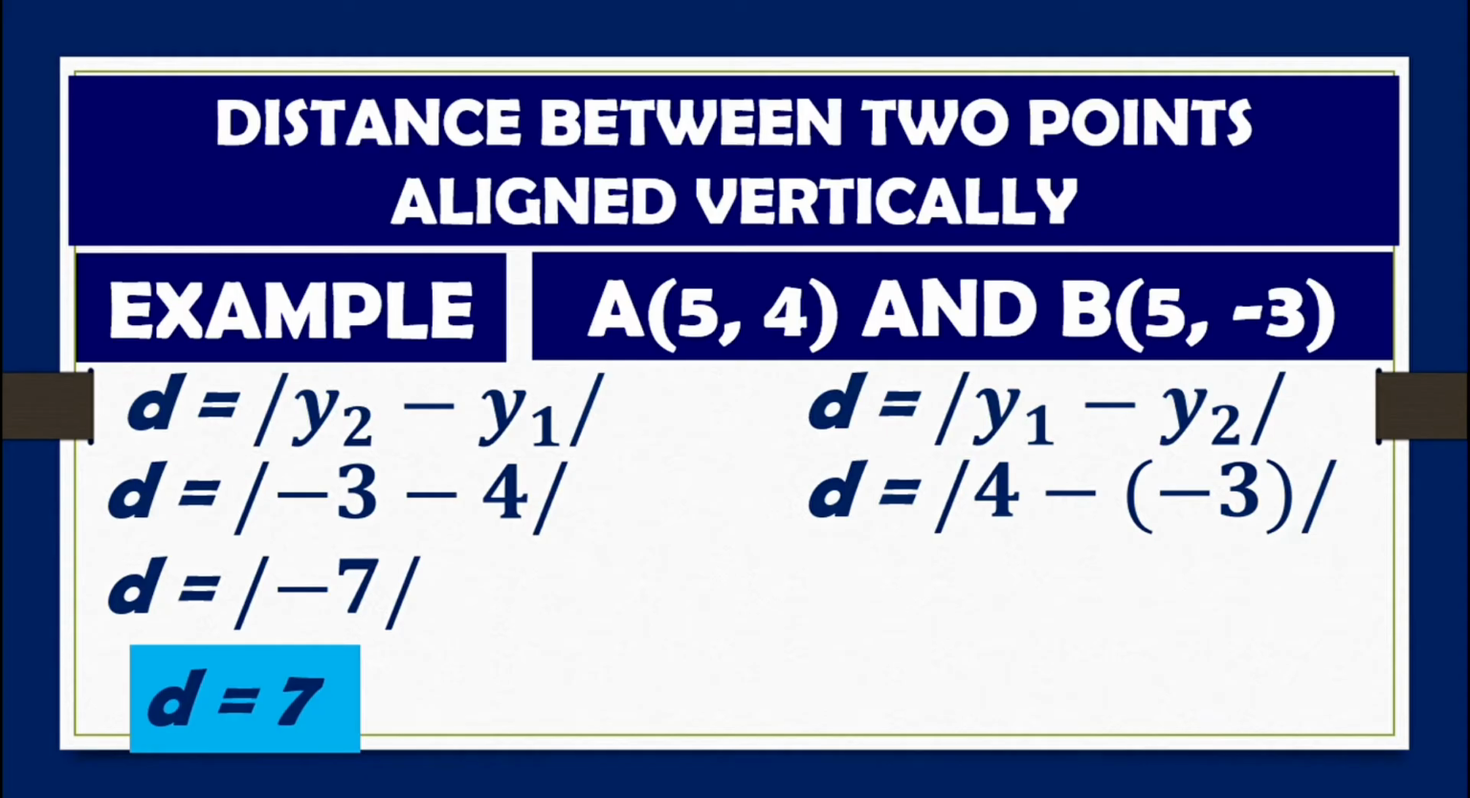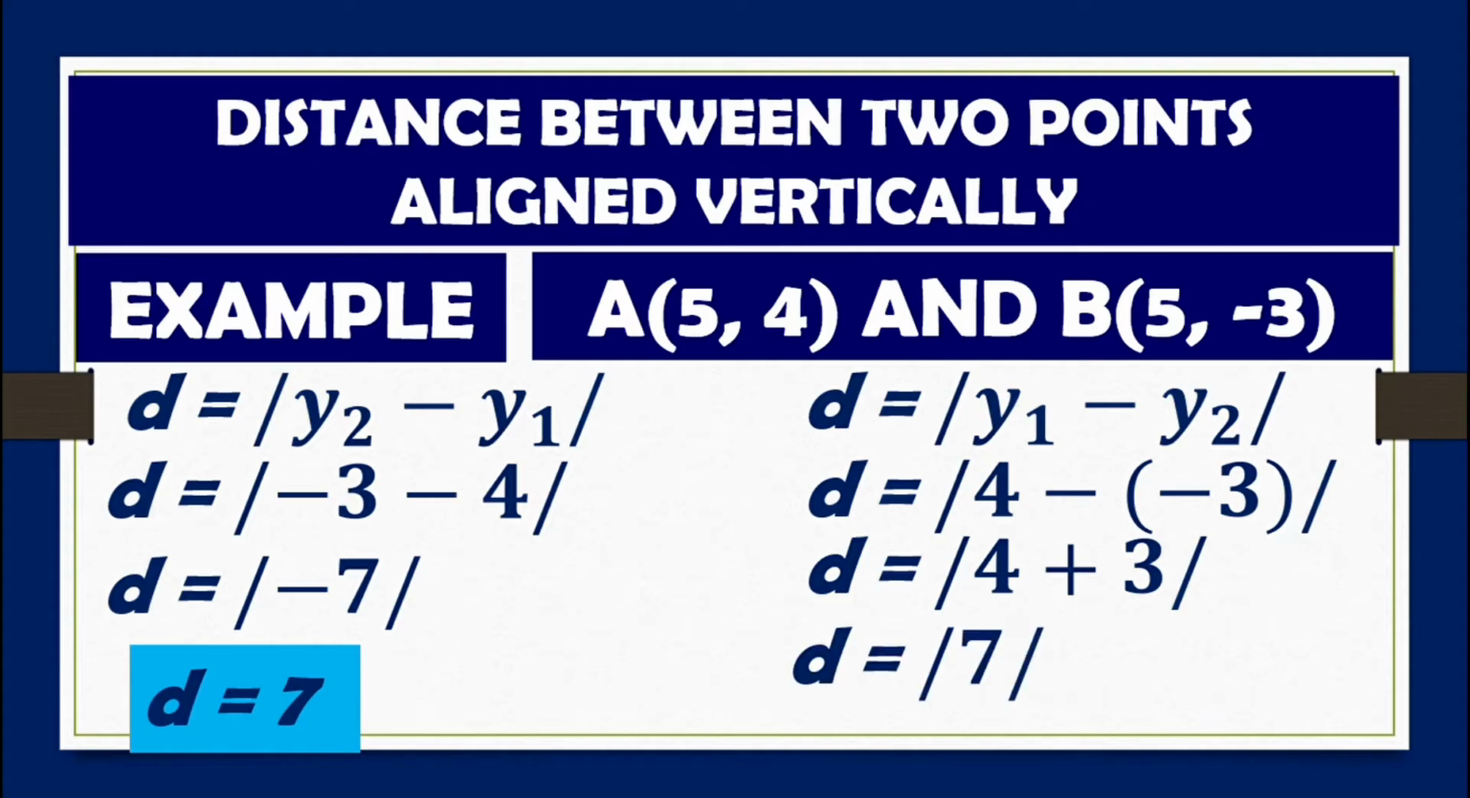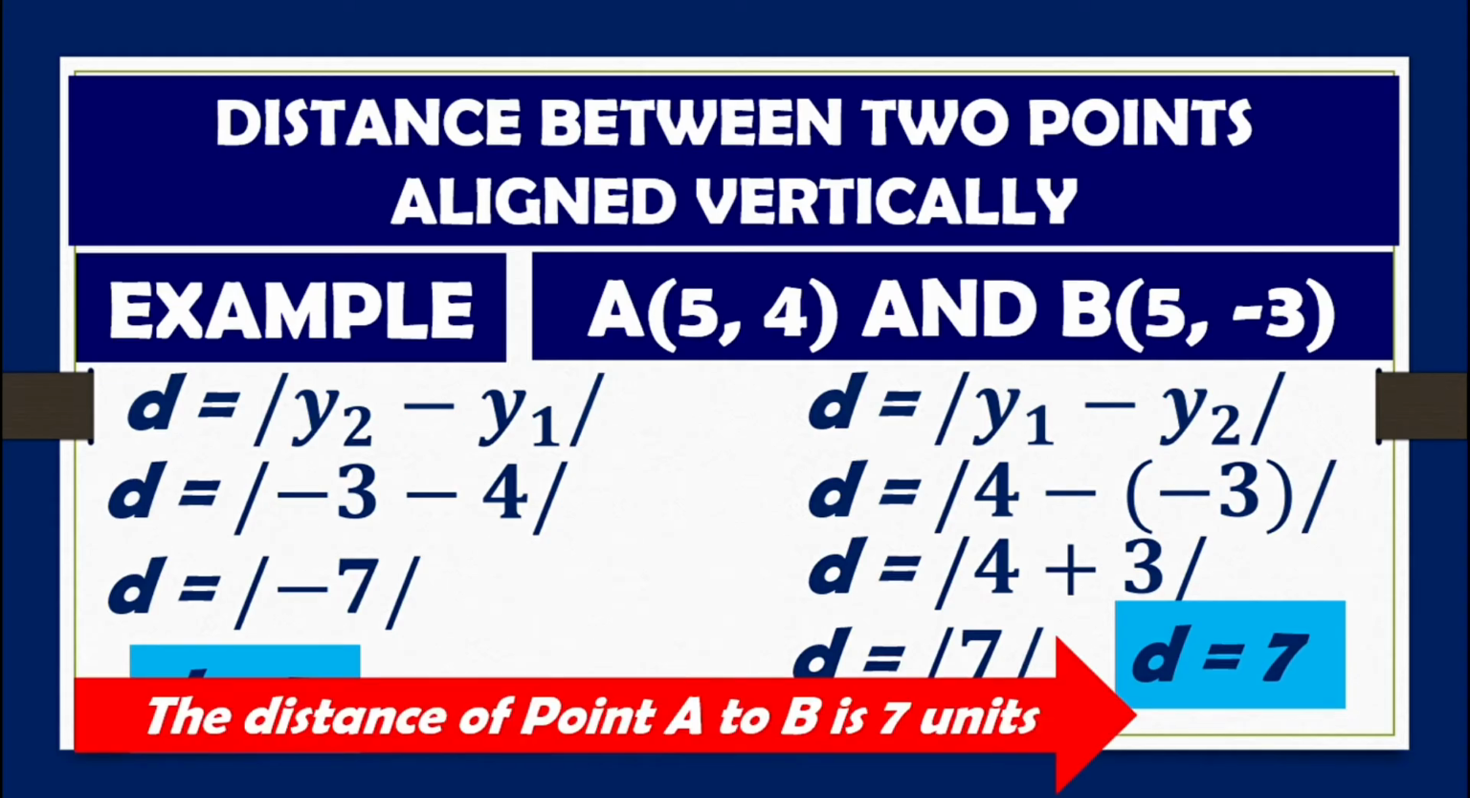To simplify, that is equivalent to distance is equal to the absolute value of 4 plus 3. The sum of 4 and 3 is 7. Therefore, the distance is 7 units. Then we can consider that the distance of point A to point B is 7 units.